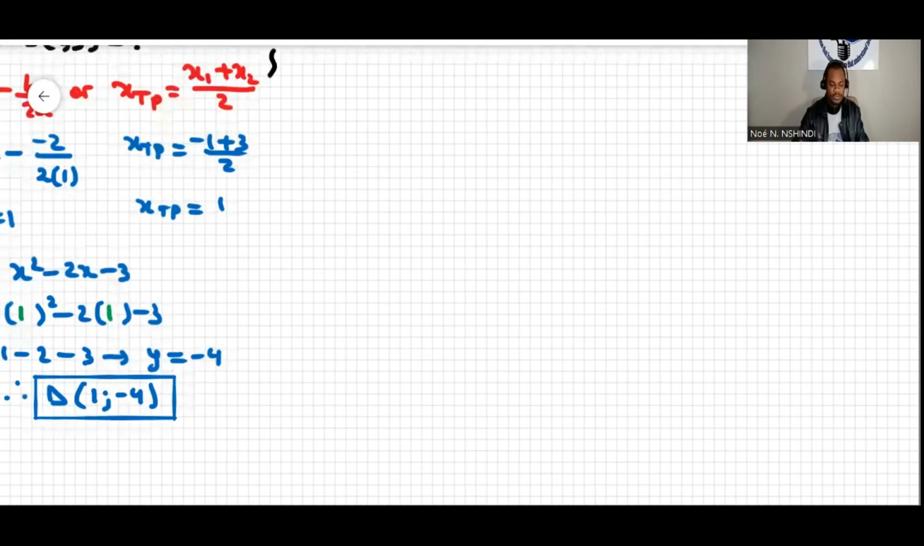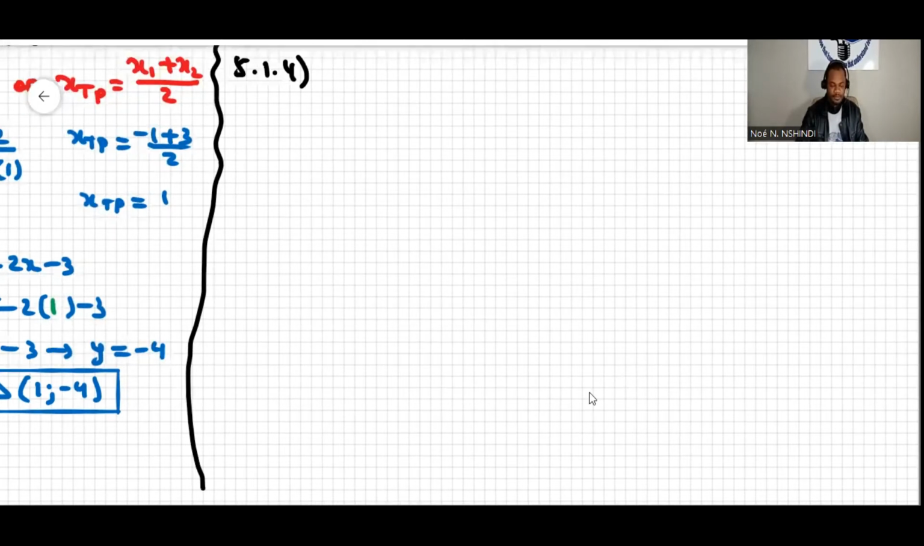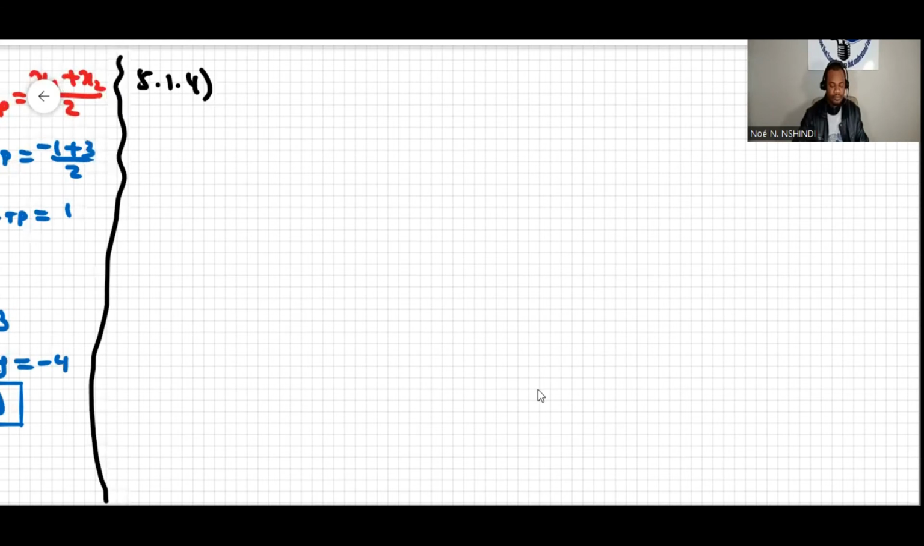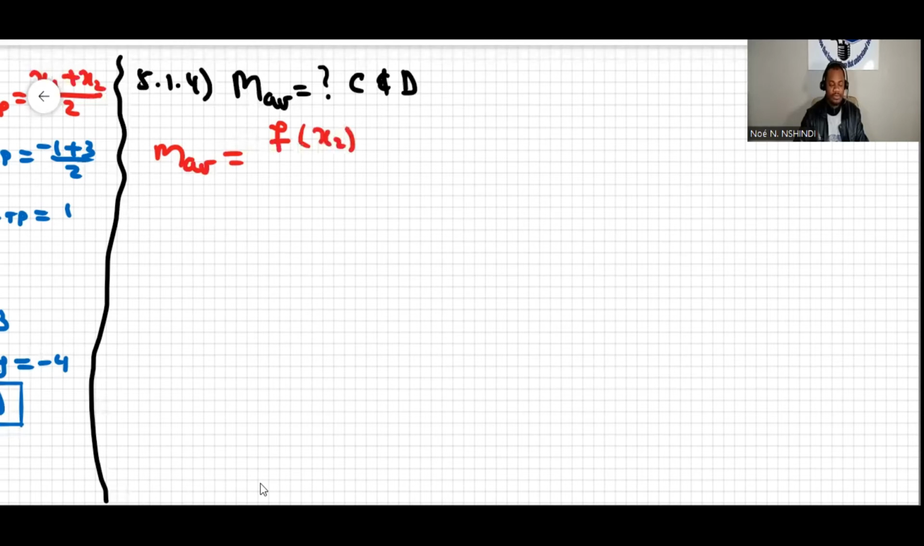Now right here, 5.1.4, we are looking for the average gradient of f between the points C and D. Now, the average gradient is given by what? I abbreviate it like that. The average gradient is given by the formula f of x2 minus f of x1, all over x2 minus x1.